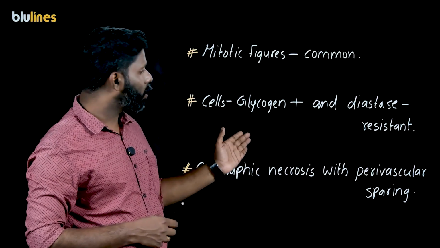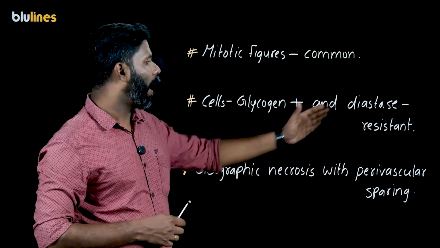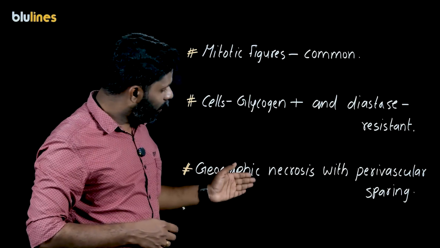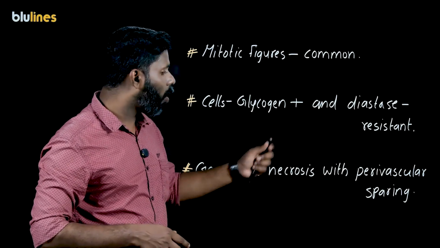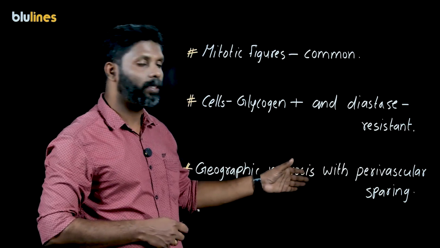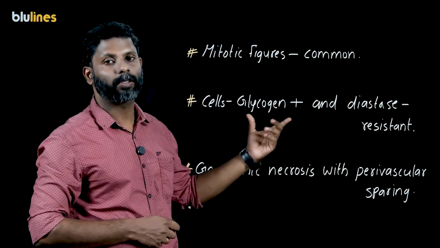And the cells are usually positive for glycogen, and it is usually diastase resistant. And there is necrosis, which is known as geographic necrosis, and perivascular sparing, that is, necrosis usually spares the vascular area.